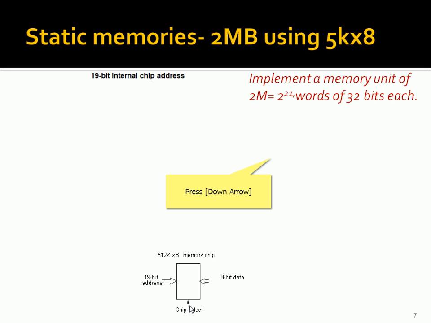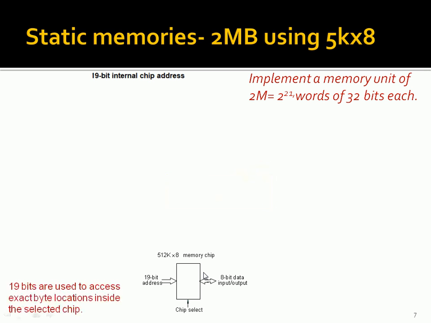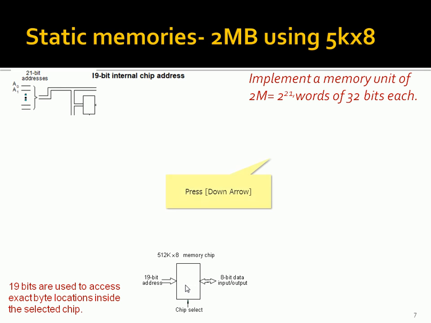So in which the available chip is 512K. To identify this 512K, we need 19 bits. So total 21, 19 will be for this, and another 2 will be used for the decoder, right? So 19 bits are used to access the exact byte location inside the selected chip, right? So inside the chip, 19 bits is required, not inside the 2 MB, right?